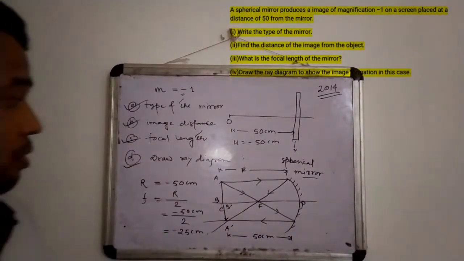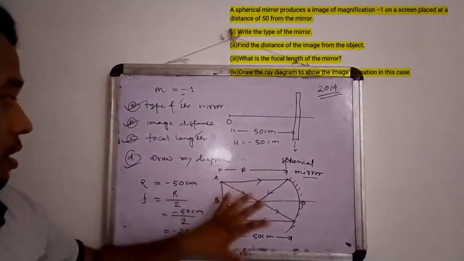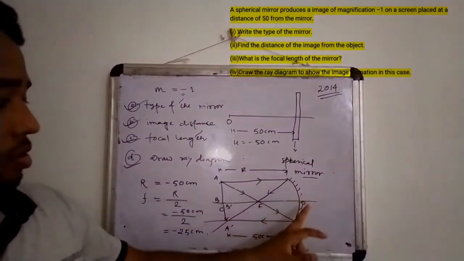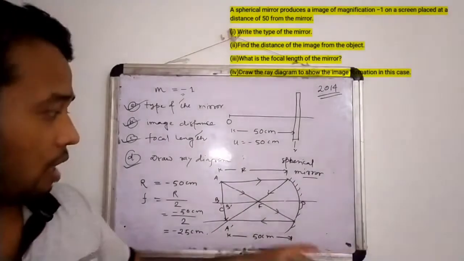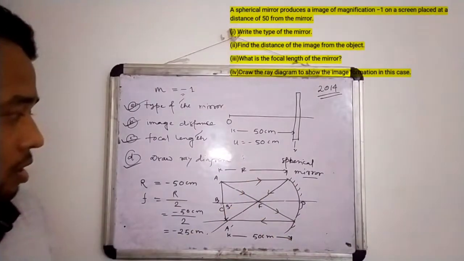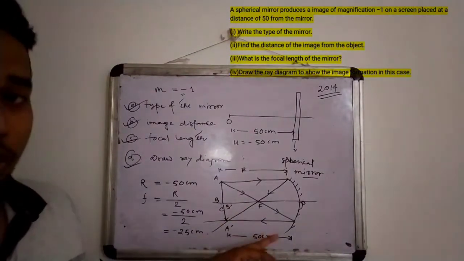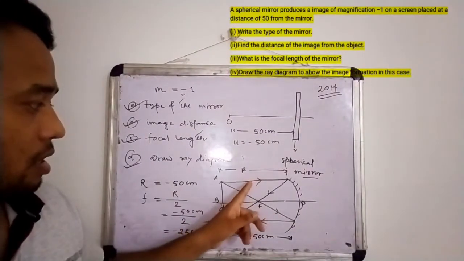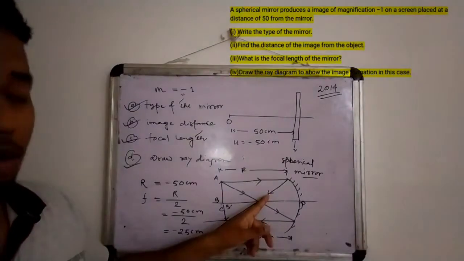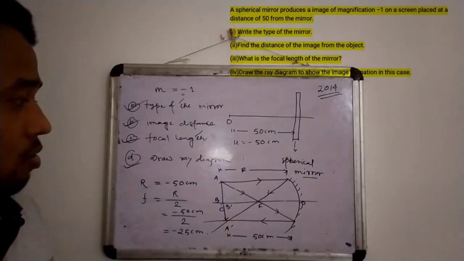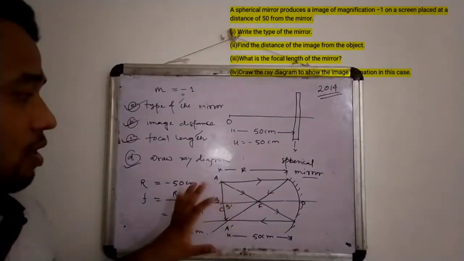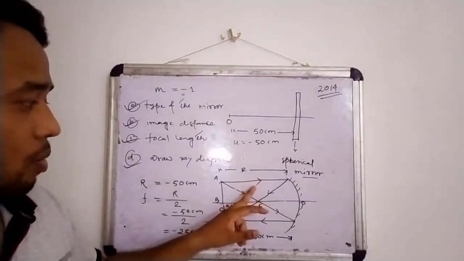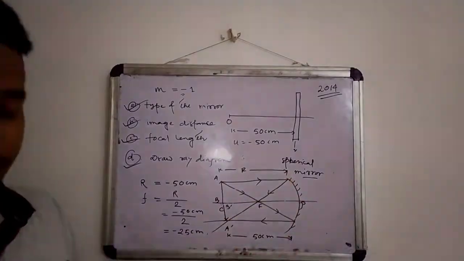And one thing we must remember in drawing any ray diagram, don't forget to give the dotted lines behind the mirror and the arrow marks, because if you don't give the arrow marks on the incident ray and reflected ray, we can't distinguish whether it is an incident ray or reflected ray. So giving the arrow mark and the dotted lines is very important.